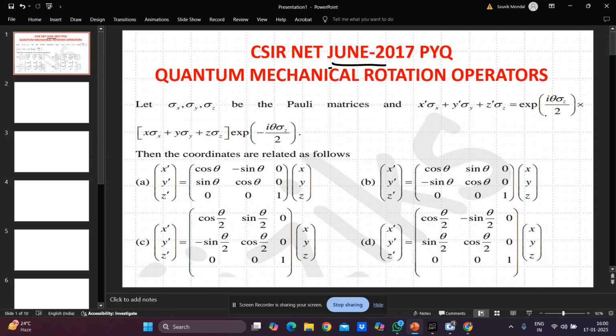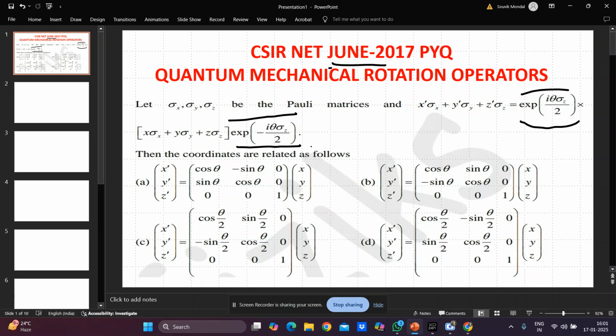Most of you probably have difficulty with how to deal with this kind of thing. They are basically quantum mechanical rotation operators, and how to deal with and simplify them, we will discuss briefly in this question. So pause the video first and give this problem a try by yourself, and then look at the solution.